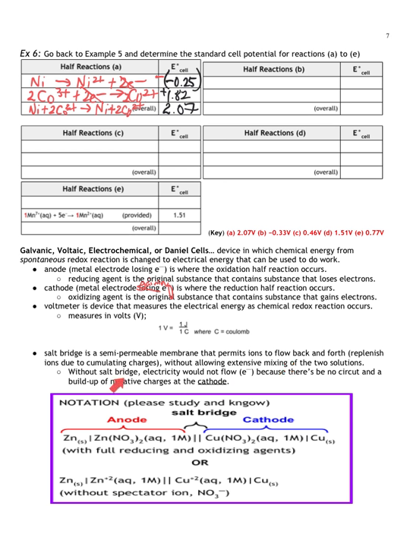Without the salt bridge, the electrical current would not flow because there's no circuit, and a buildup of negative charges at the cathode would occur. Thus, there would be no electricity flowing.